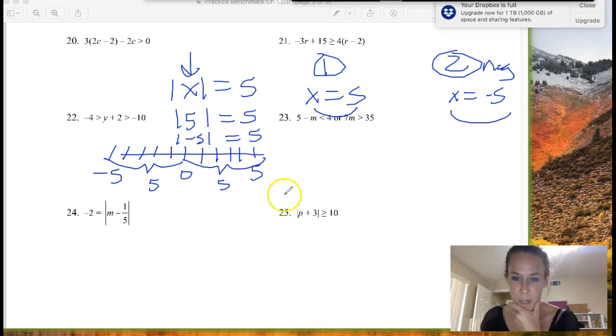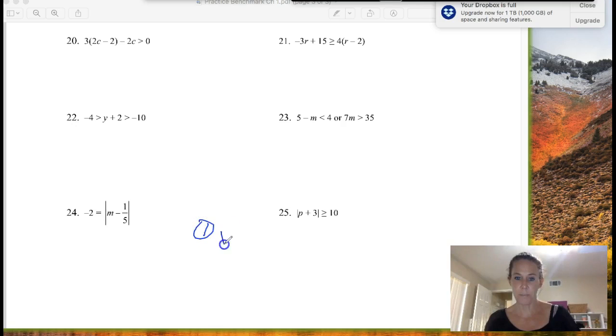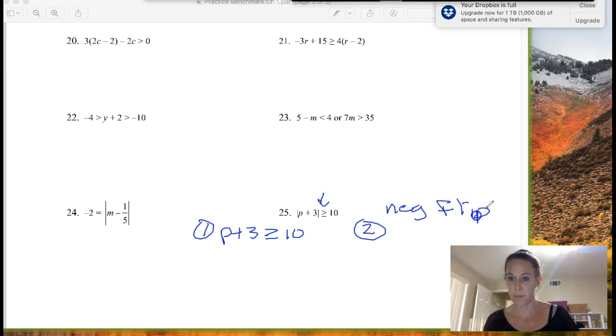So let's do that here. The absolute value of P plus 3 is going to be greater than or equal to 10. Solving this, I'm going to set up the positive case. Drop the absolute value bars: P plus 3 is greater than or equal to 10. Now set up the negative case. Be careful with the negative case: when you're dealing with inequalities, you have to flip the sign. Flip the inequality the other way.